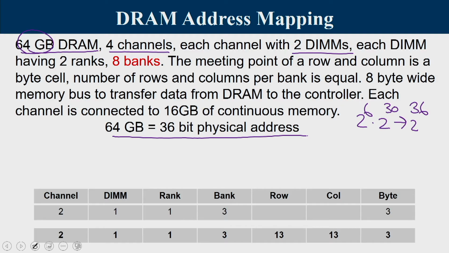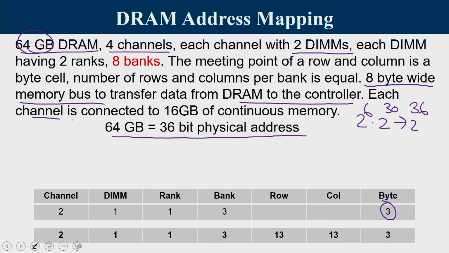So, a 36-bit physical address is given. Now, these 36 bits we have to divide into channel, DIMM, rank, bank, row, column and byte. Now, it's an 8-byte wide memory bus. Like in the previous question, the last 3 bits in the address will represent the byte within a bus, which is used to transfer from DRAM to the controller.